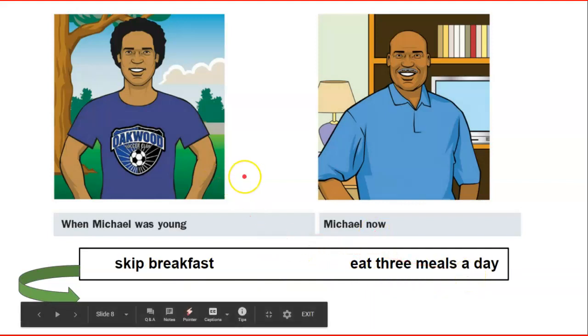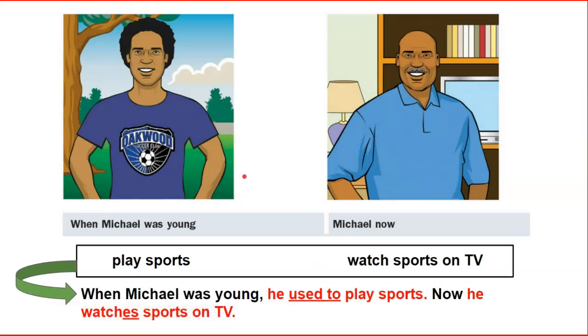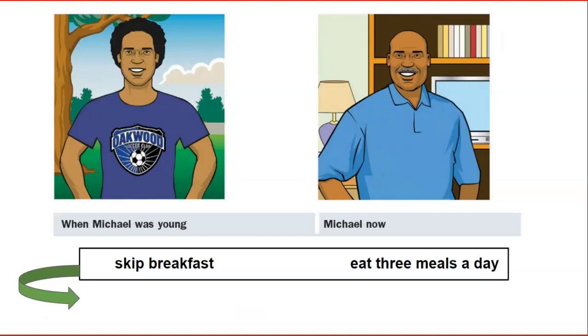So Marianne, we're just practicing using used to in speaking. Okay. So now we've got two different activities. When Michael was young, we have skip breakfast, and then now eat 3 meals a day. Can somebody, just like we did in this one, can you make a sentence starting off when Michael was young? Let's have Marianne. Can you try?